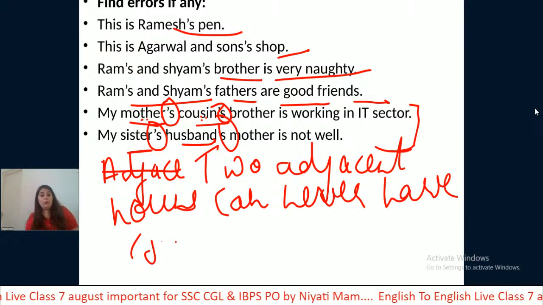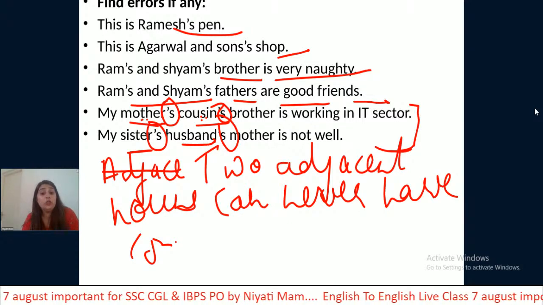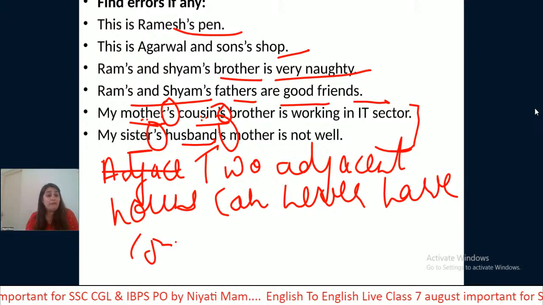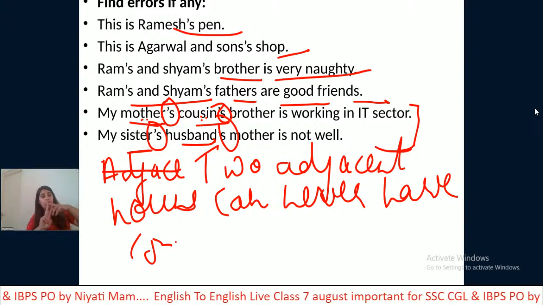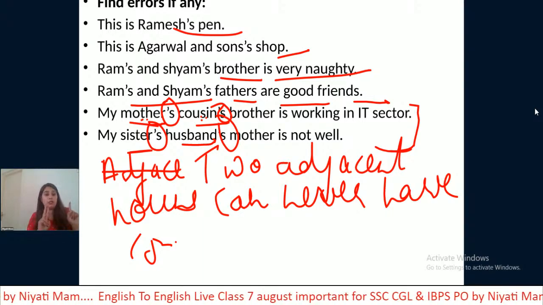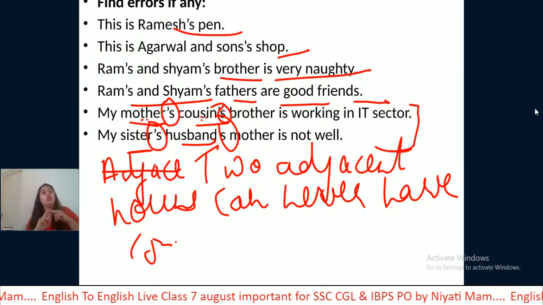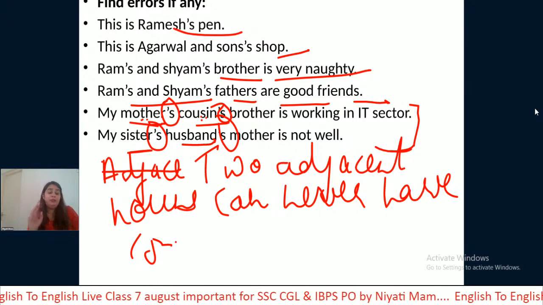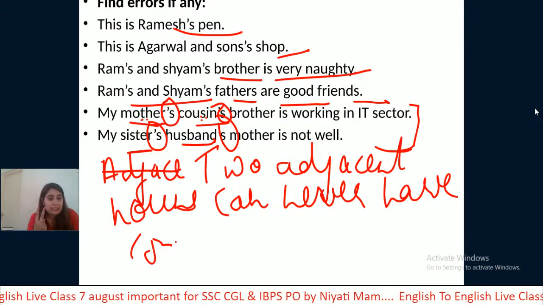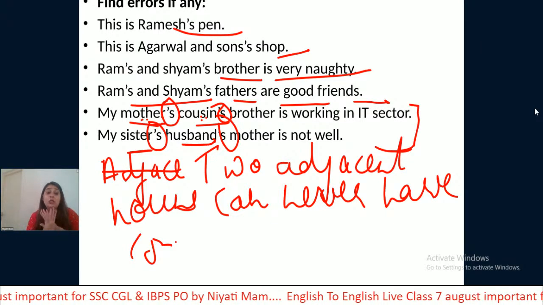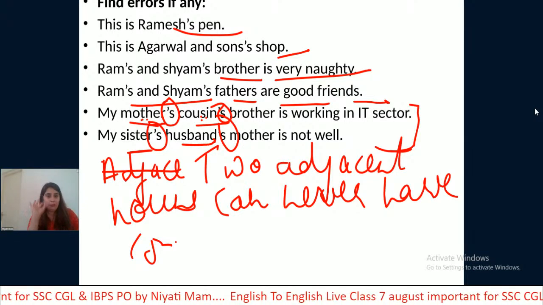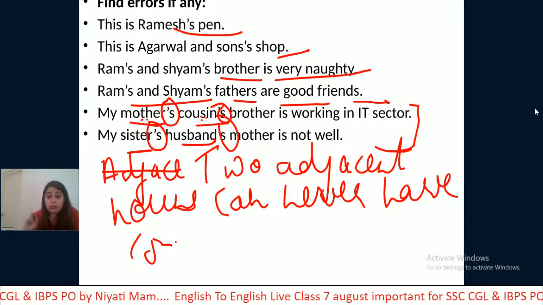You need to remember one simple thing, and the thing is two adjacent nouns can never have apostrophe s. Means if there are two nouns that are standing together, both of them cannot have apostrophe s. One can have, but not both of them. If there are two nouns which are adjacent to each other, which are neighbors to each other, both of them cannot have apostrophe s. Only one of them can have apostrophe s.